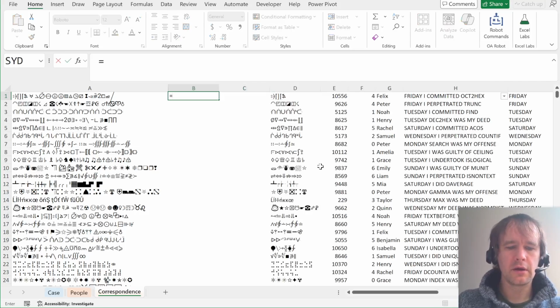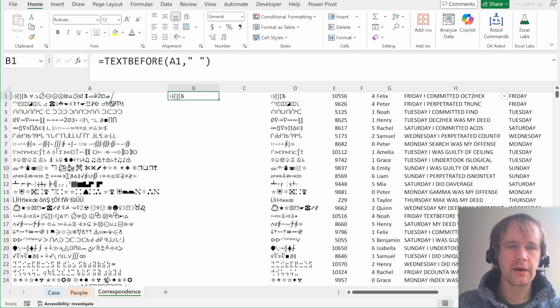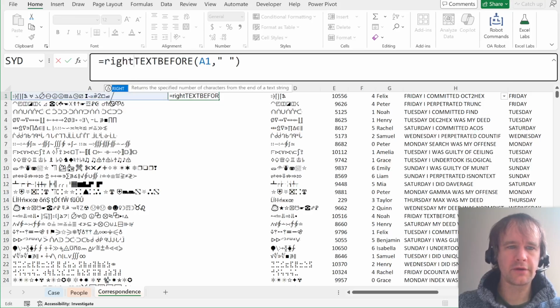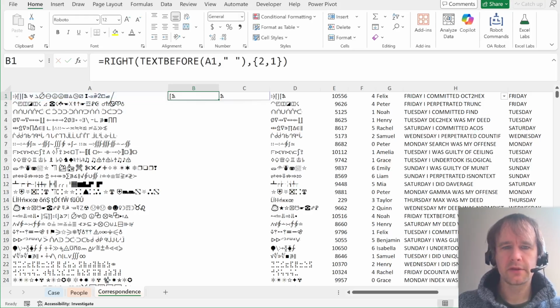So you can say text before this space to give you the word, and then you can say right of that by 2 and 1. That'll give you the last 2 characters and the last 1 character. There's a little sneaky trick I picked up from Bo. You might think you'd have to use mid and do some careful adjustments to get the last 2 characters, or take the right 2 and split it or something.